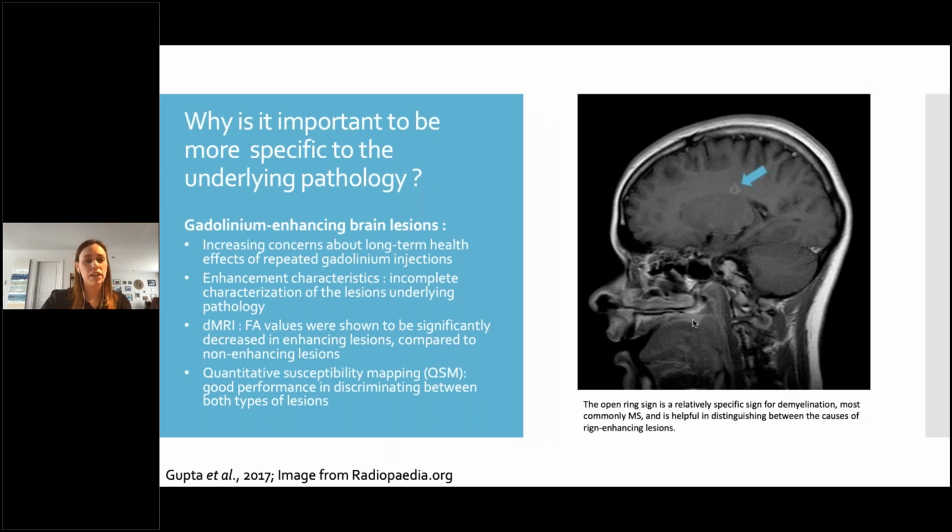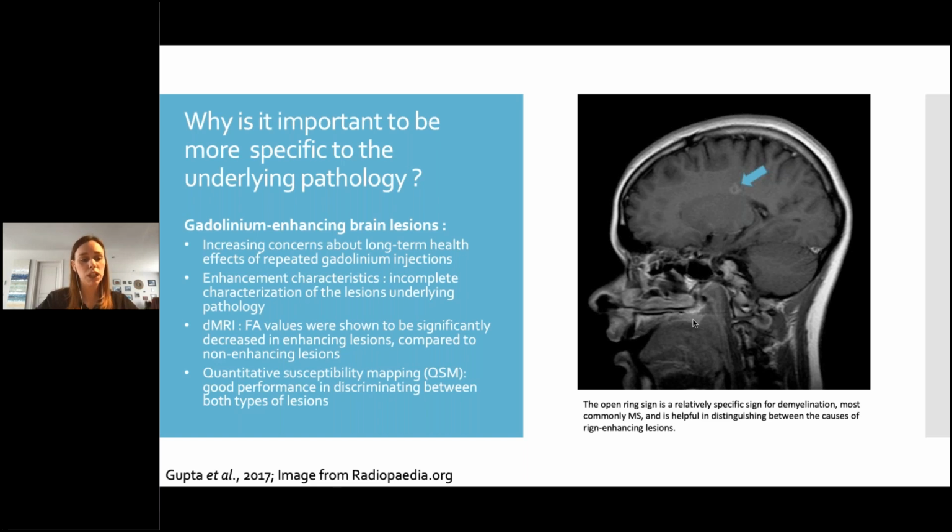Also, another subject of interest in MS imaging is the increasing concerns about long-term health effects of repeated gadolinium injections. Also, the enhancement characteristic provides an incomplete characterization of the lesion, the underlying pathology. So it would be great to have another option than gadolinium injection to distinguish between acute lesions from older, more chronic lesions, because our patients are quite young and they are subject to repeated MRI, so they will in their life have a lot of gadolinium injections for the follow-up of their disease.